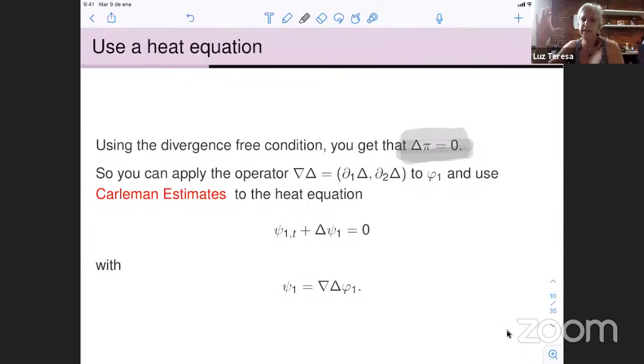And then they apply to the Stokes system this operator, the gradient of the Laplacian, to all the equations. And then they obtain, in fact, a heat equation on each component of the adjoint system. Okay? So they look only for the first component. So imagine that n is equal to 2. So they only consider the first component of this system, and they get a heat equation, okay?